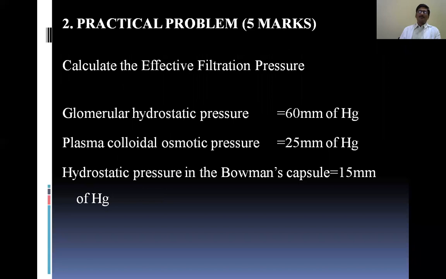Calculate the effective filtration pressure from the given data. Here, the glomerular hydrostatic pressure is equal to 60 mm of mercury. Plasma colloidal osmotic pressure is equal to 25 mm of mercury. And hydrostatic pressure in the Bowman's capsule is equal to 15 mm of mercury. Using the same formula, calculate the effective filtration pressure.